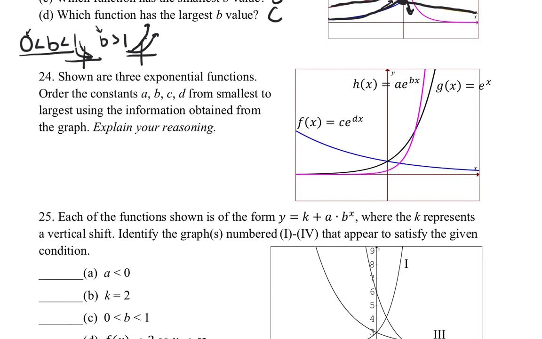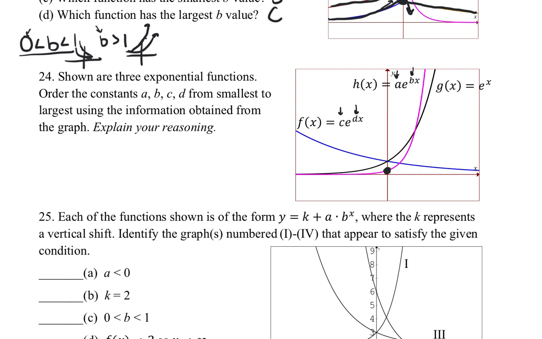Number 24. Shown are the three exponential functions. Order the constants A, B, C, and D from smallest to largest using the information obtained from the graph. So here we have C, D, A, and B. So, I know that A is our starting value, our y-intercept. So I'm going to mark those.